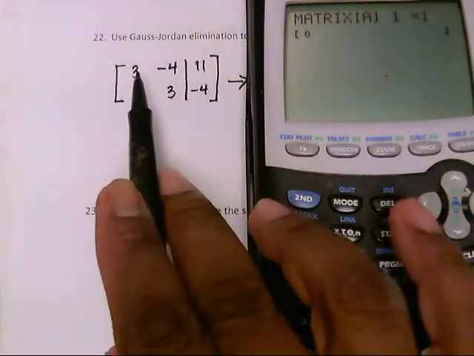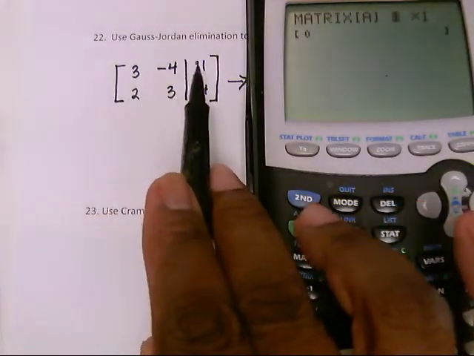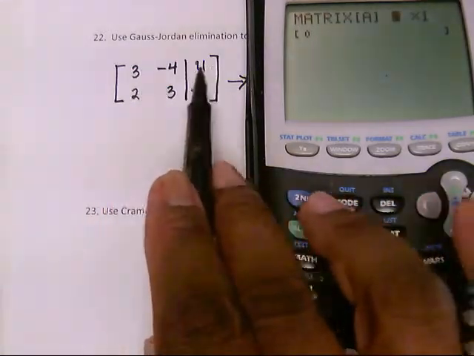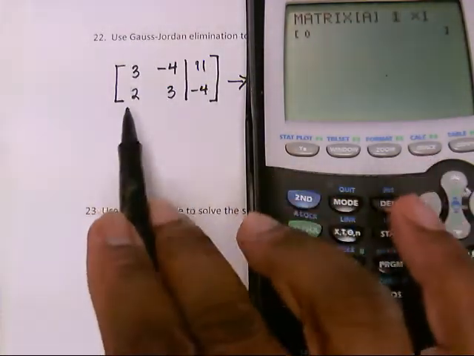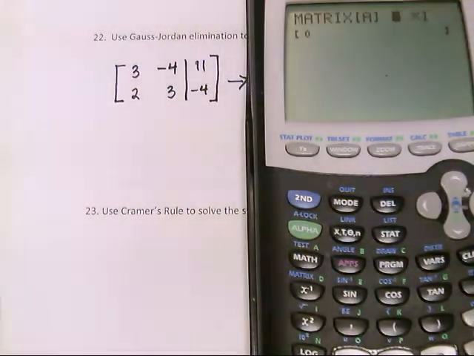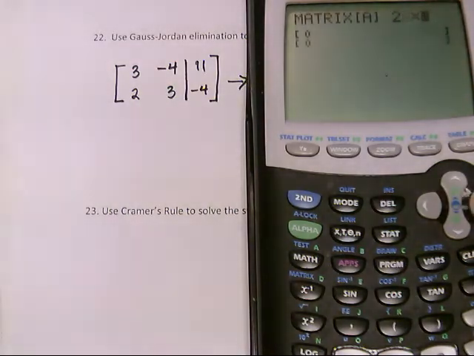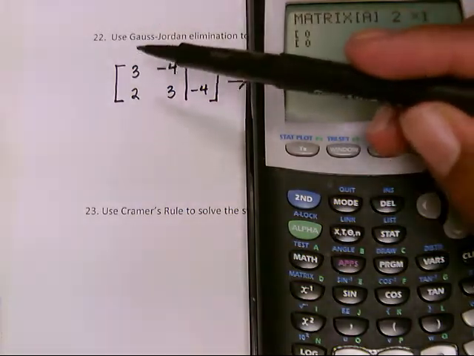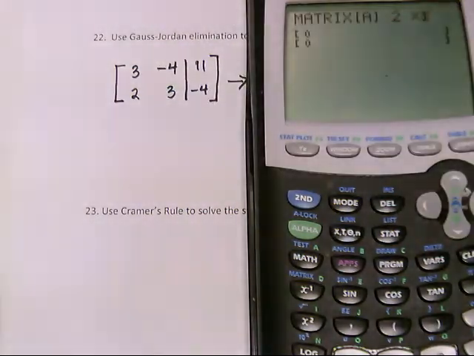Now, I have to tell it how many rows and how many columns I'm going to need. In this case, I have 2 rows and 3 columns. So that first number will be the number of rows, which is 2, so I type in 2. Then use my right arrow key to go to the second number, which is the number of columns. I have 3 columns, so I type in the number 3 and then press enter.